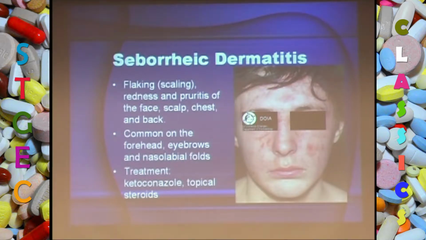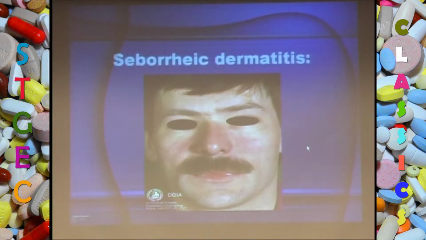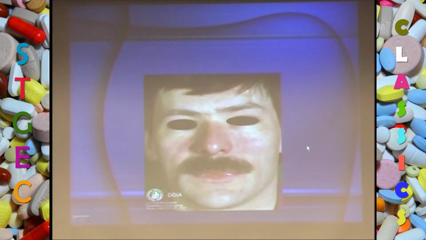And what we're seeing here basically is, very commonly, you'll see it in the nasolabial folds, between the eyebrows, the forehead, the eyebrows themselves, and sometimes along the hairline as well. And what you see is this redness. It's a flaking, scaling kind of look. Almost looks like they need a moisturizer on their face or a real good acne product. And again, you'll also see this in other areas as well, the chest, the scalp, and also on the back. And this is commonly due to, let me go back here.